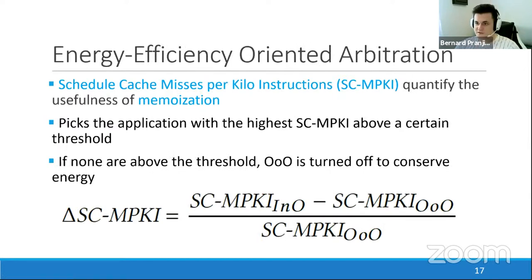Okay, let's first look at the energy efficiency oriented arbitration. Because the out-of-order core execution is the most expensive, the energy efficient arbitrator only activates the out-of-order core when it is useful to memoize. How useful it is to memoize is described by this metric, called the schedule cache misses per kilo instruction. Basically, it compares the cache misses on the in-order core and on the out-of-order core. And at every interval, so every million cycles, it decides if it should pick an application or if it should turn the out-of-order core off. So it basically picks the application with the highest cache misses above a certain threshold.